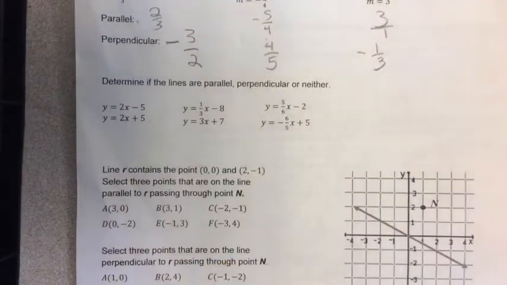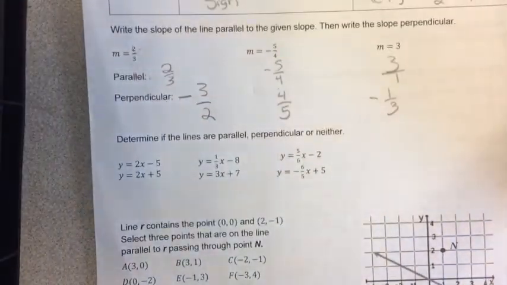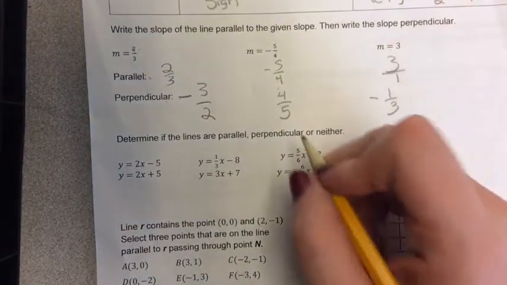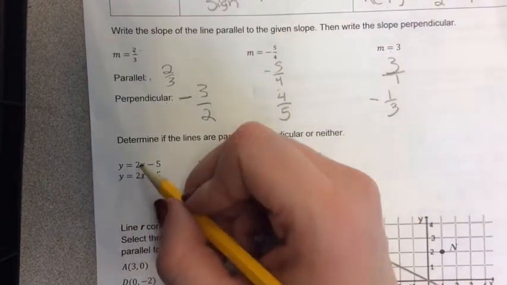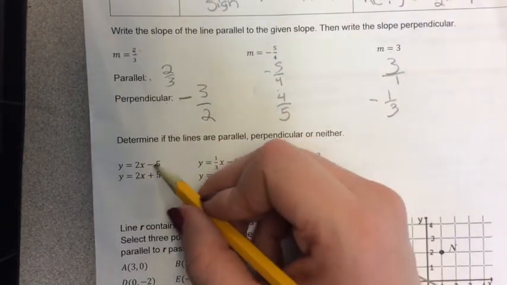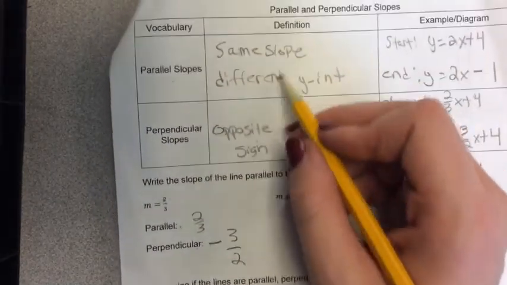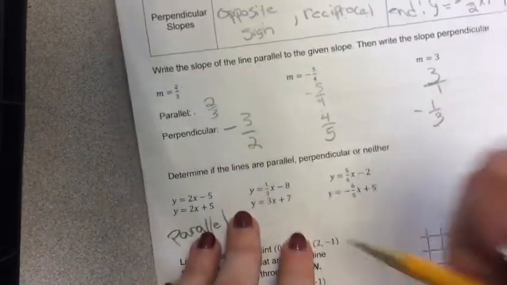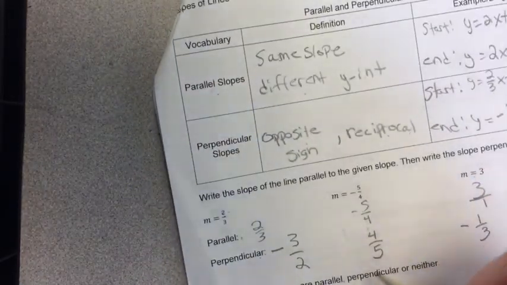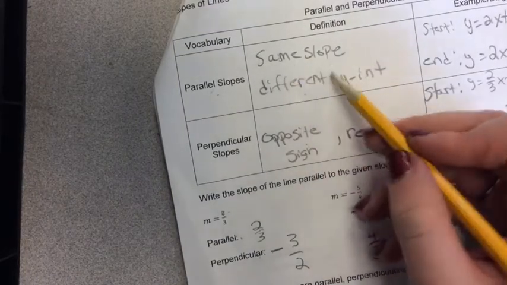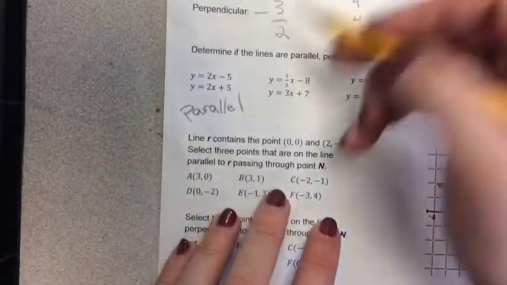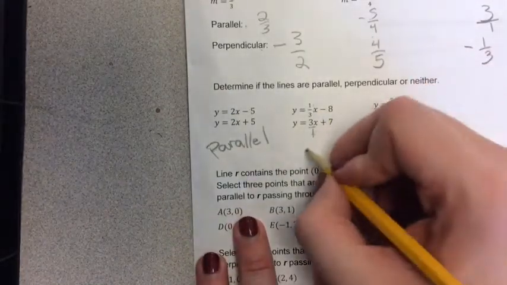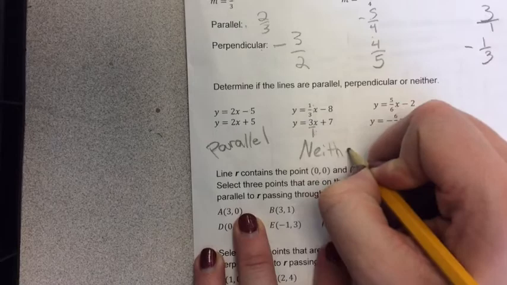All right, they may give you 2 equations and ask if they're parallel, perpendicular, or neither. So let's see. My slopes are the same, and I have different y-intercepts. So same slope, different y-intercept means it's parallel. All right, so my slopes are different. Let's see. So it can't be this one. Is that the reciprocal? Yes. Are they opposite signs? No, they're both positive. So this one is neither.